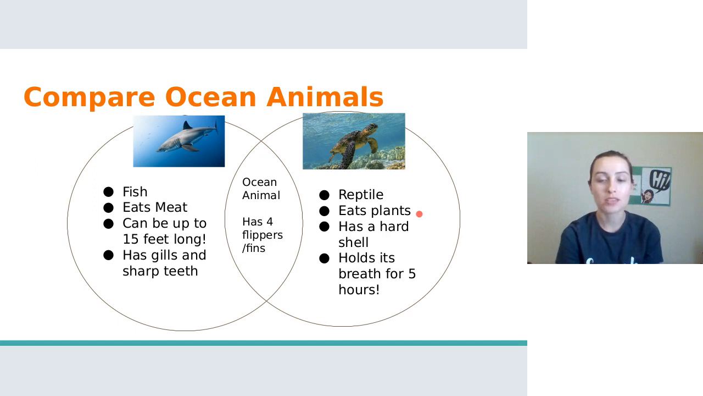So comparing a shark and a sea turtle, we know that they're both ocean animals. They both have 4 fins or flippers, but there are a lot of things that are different about them.